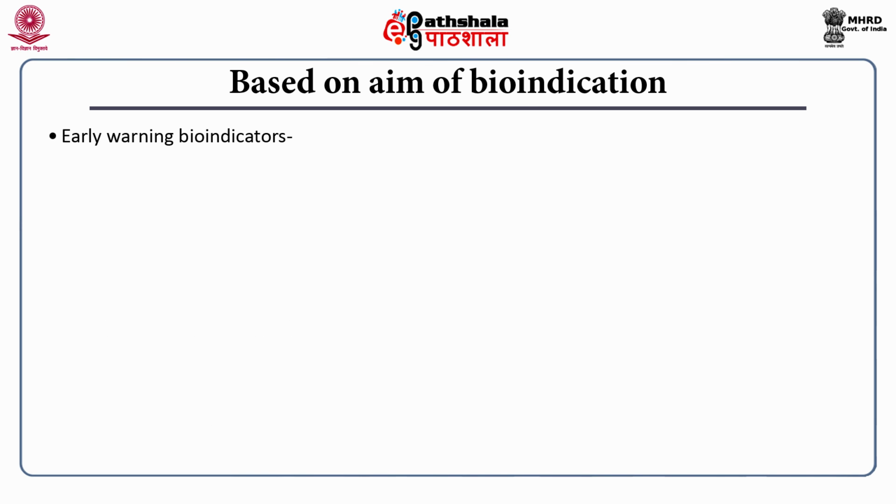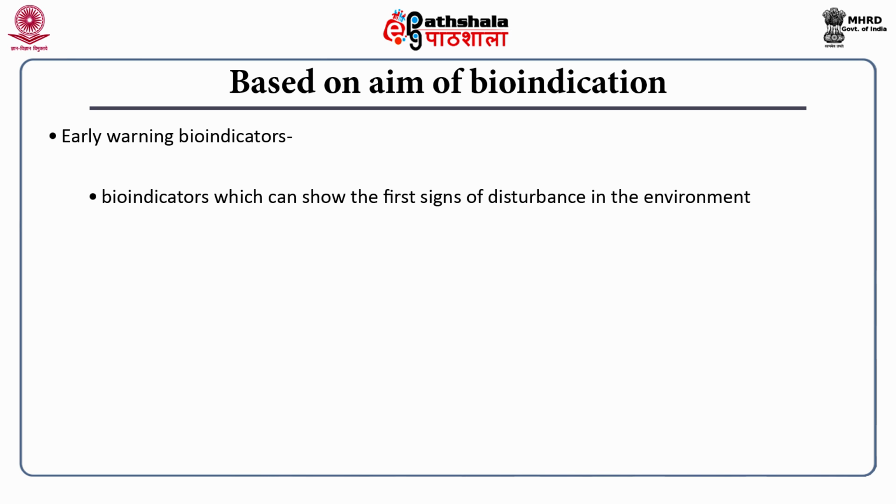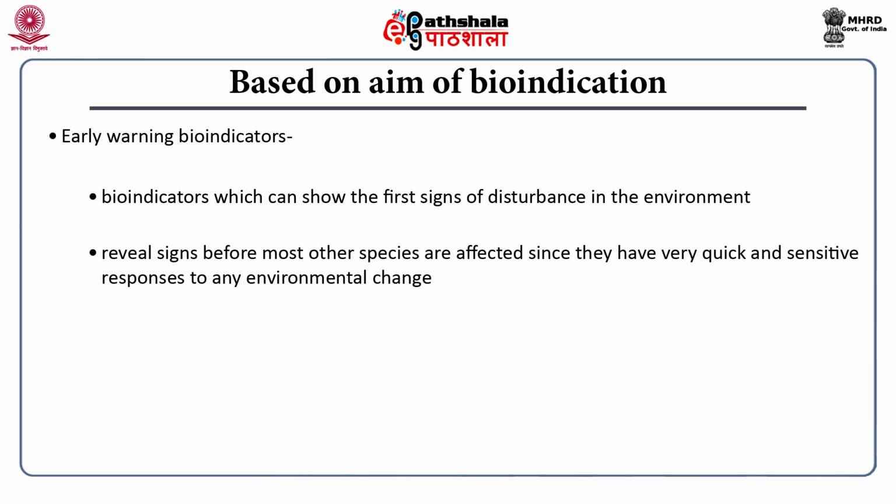Early warning bioindicators. Early warning bioindicators are the first ones to show any sign of disturbance in the environment, and they reveal signs before most of the other species are affected, and hence they are very quick and sensitive to any changes in the environment.